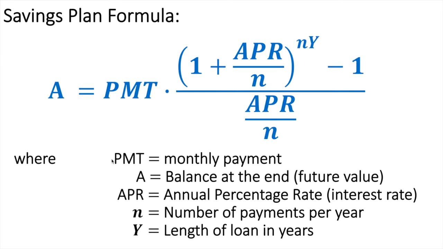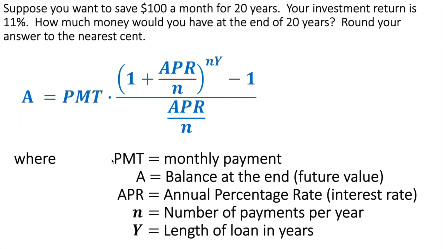All right, so let's bring in a real life scenario. Let's actually plug this into the formula and see what we get. Here's our formula still. This is if we're going to save $100 a month for 20 years. The return is 11%, based off of what the stock market return is. The S&P 500 is averaging 11%. How much money would we have at the end of 20 years if we invested $100 every single month?